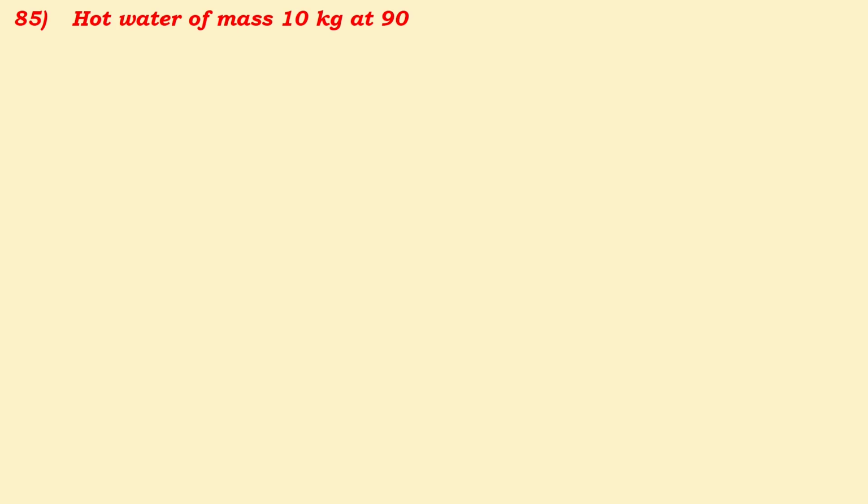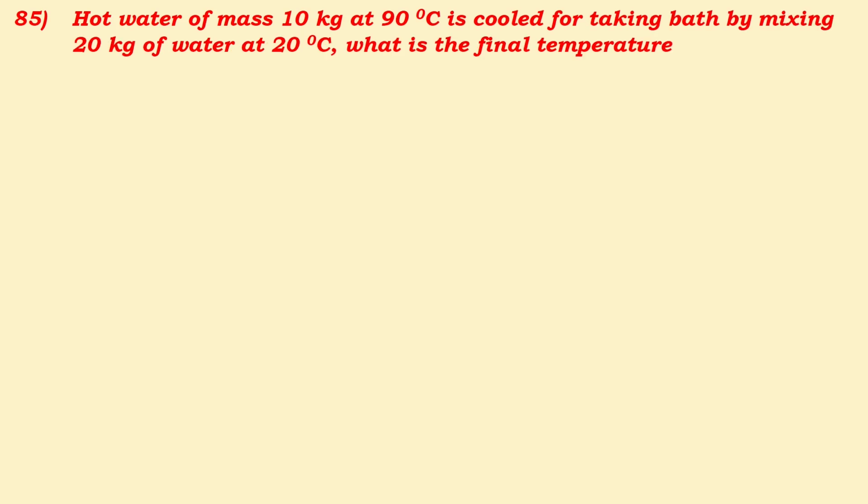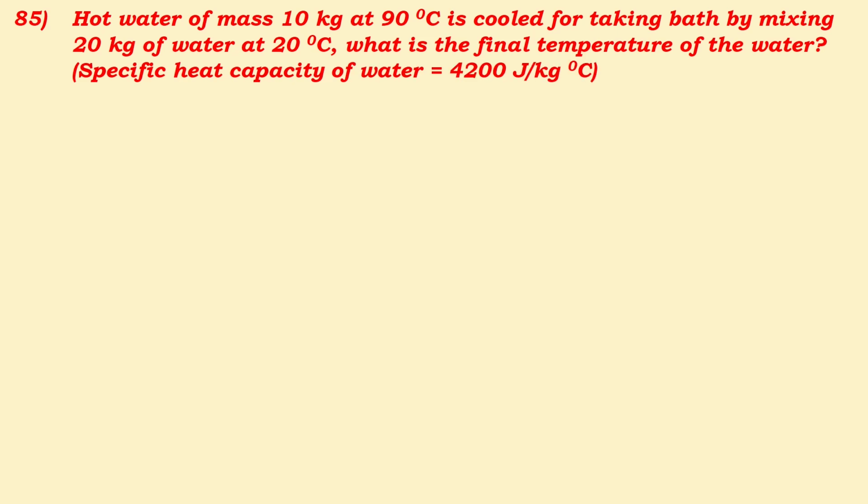Look at this. Hot water of mass 10 kg at 90 degrees Celsius is cooled for taking a bath by mixing 20 kg of water at 20 degrees Celsius. What is the final temperature of the water? The specific heat capacity of water is given. It is 4200 joule per kg degree Celsius.